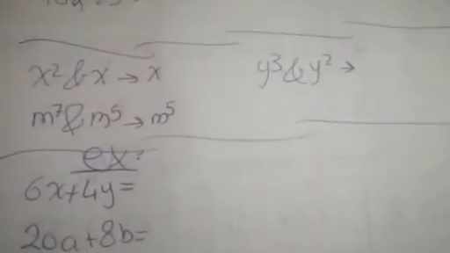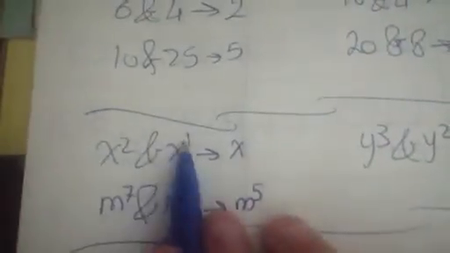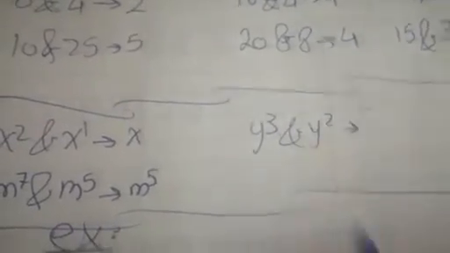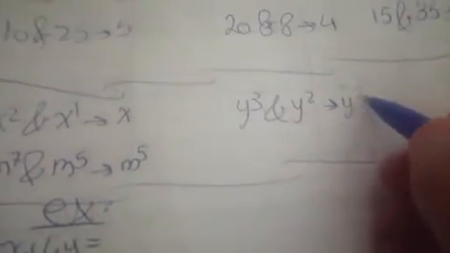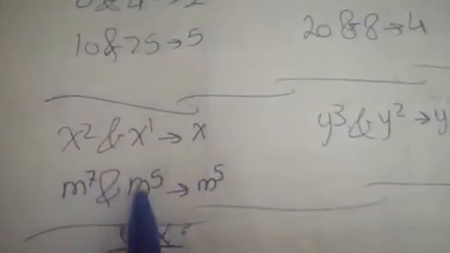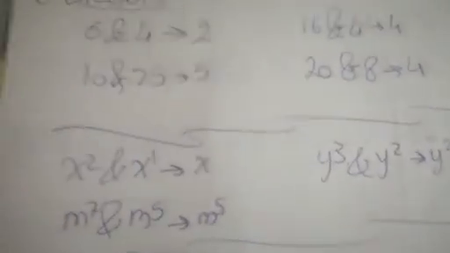If we have letters instead of numbers, x squared and x, we take the less power here, as if we have a power of 1, right? So what is less, x squared or x? We can take x. Y cubed or y squared, which power is less? Y squared. M power 7 or M power 5, which is less? M power 5. Any problem still now in the numbers or in the letters?